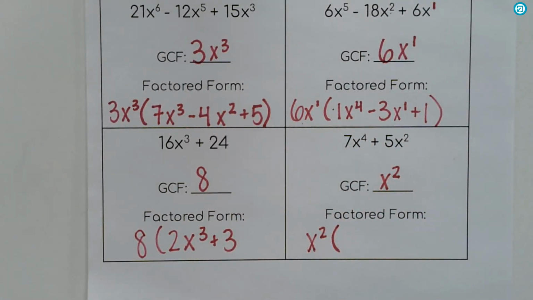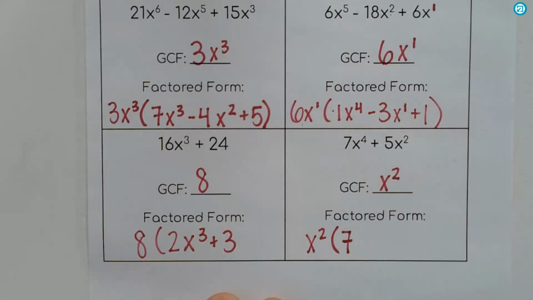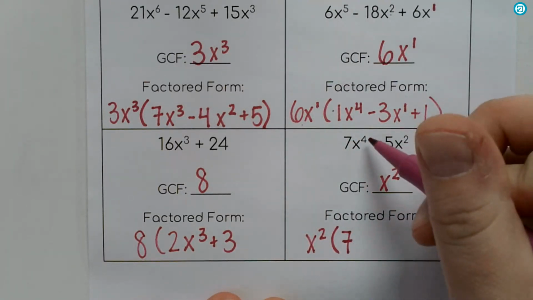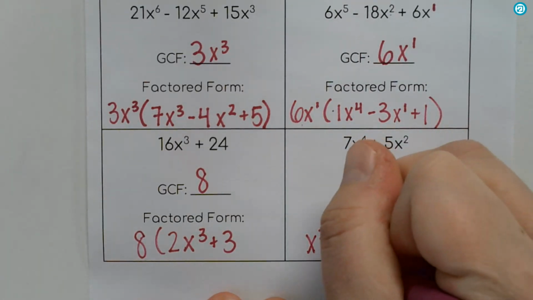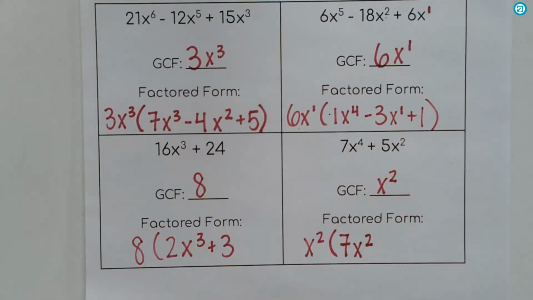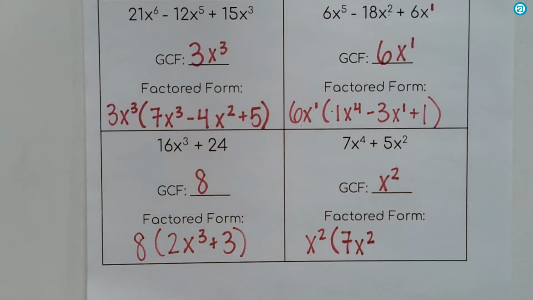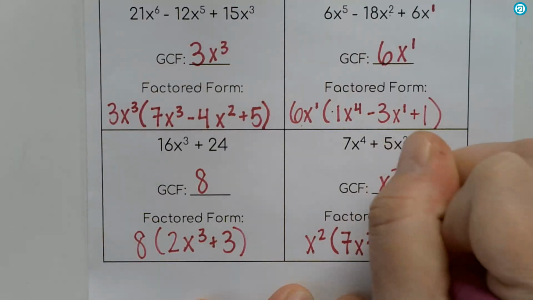So 7 divided by 1 is still going to be 7. x to the 4th, take away 2 of them. We still have x squared left. I forgot to close my parentheses here. And then 5x squared, divide out the x squared. All we have left is 5.